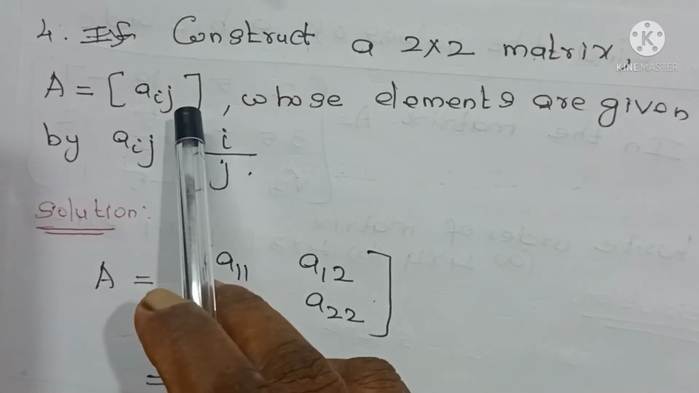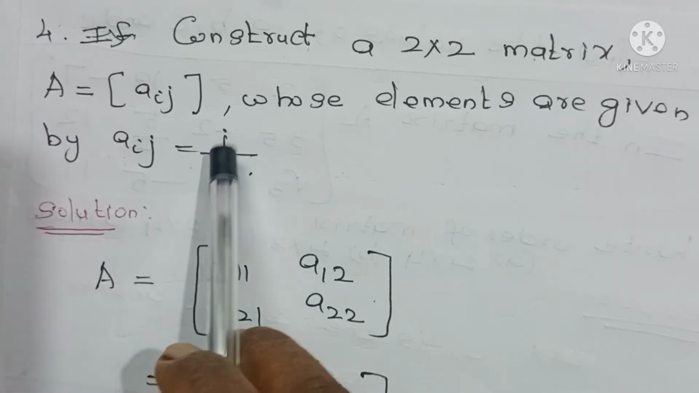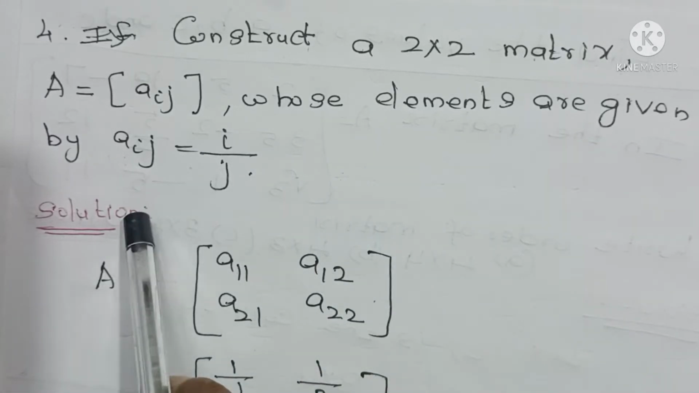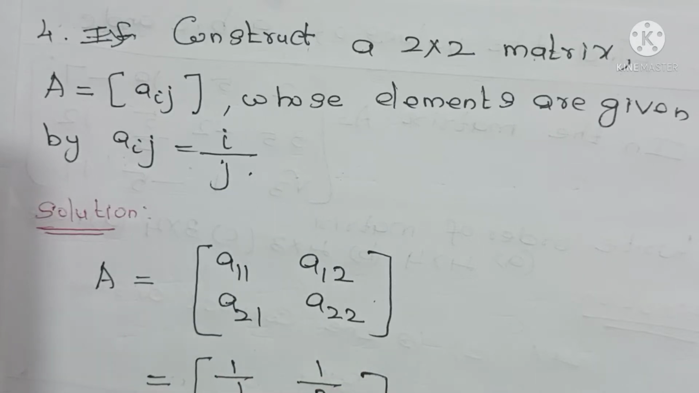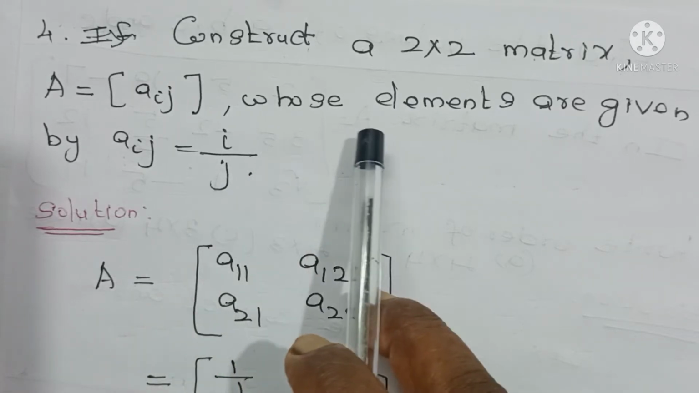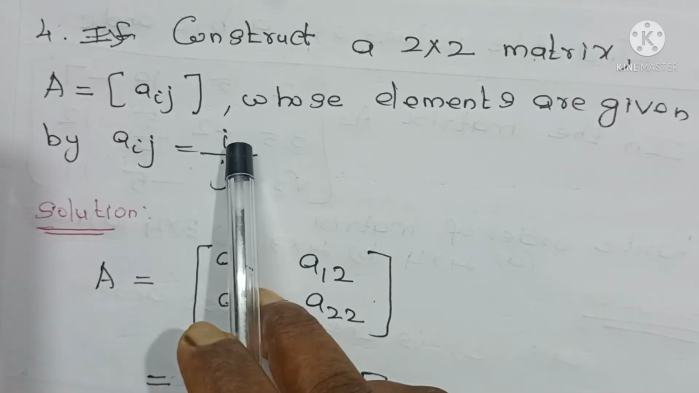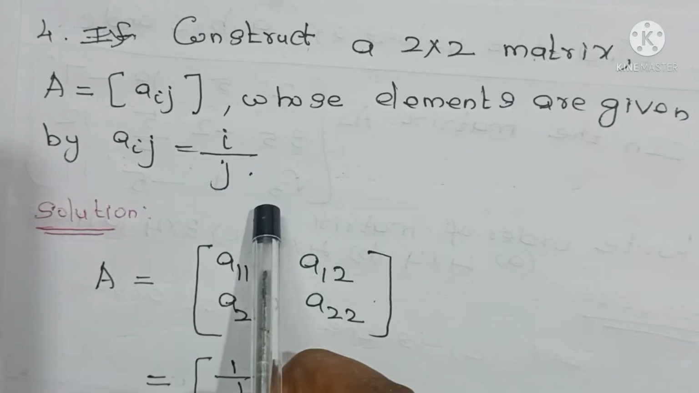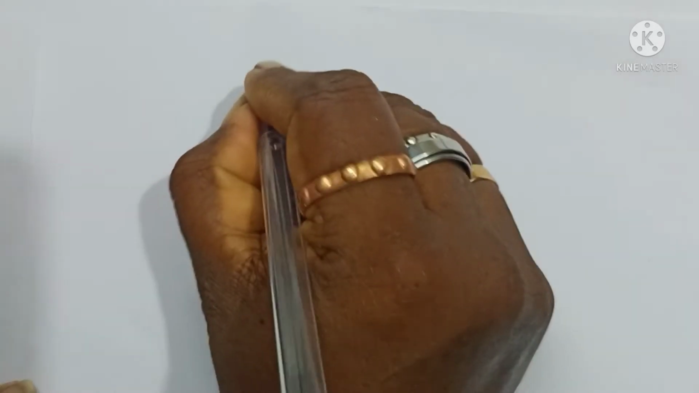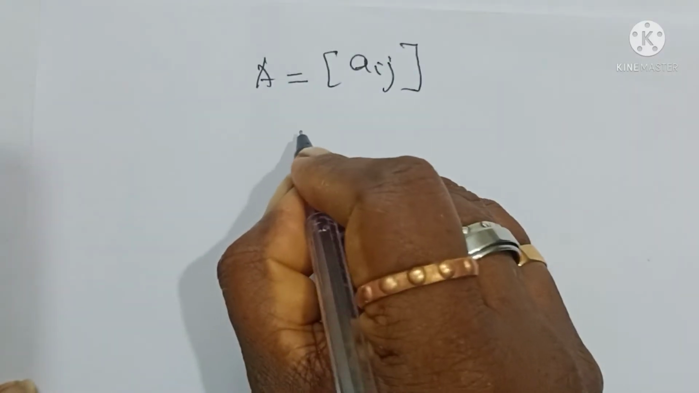Now let's move on to the fourth problem. Construct a 2 by 2 matrix A is equal to [aij] whose elements are given by aij is equal to i by j. So we have to construct a 2 by 2 matrix. They have given A is equal to [aij], then the elements are in the form aij is equal to i by j, correct? We have to construct a 2 by 2 matrix.